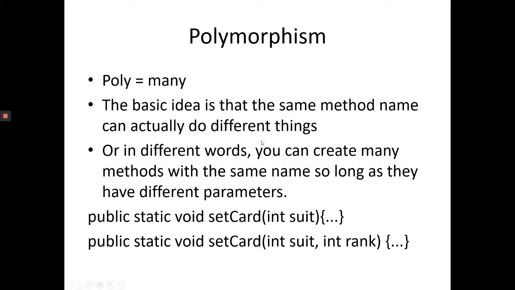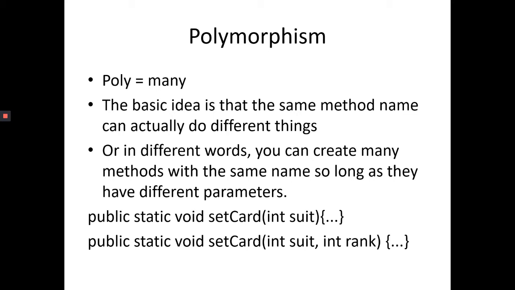So the example given down here is that I can have 2 methods both called setCard, and that seems counterintuitive because really you should only be able to have 1 method per name, but the catch here is that these methods have to have different parameters. Think about it from the program's perspective. It needs to unambiguously know which method to go to. And the only way to do that is to give it a unique set of parameters.